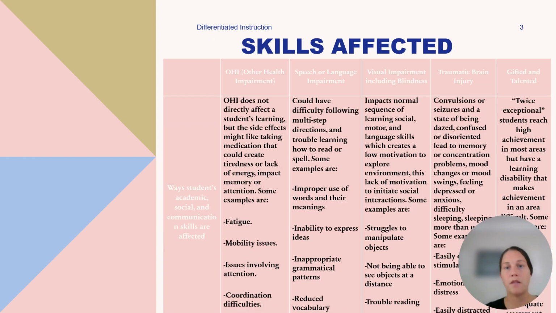Based off of the 5 disabilities that I researched, I then looked at what skills were affected for each one. Starting with OHI students, you can see that I've listed a bunch of examples for each one. I'm going to read the definition of what I found first. OHI does not directly affect a student's learning, but the side effects might, like taking the medication, that could create tiredness or lack of energy. It could impact the memory or attention of the student. The examples are listed below.